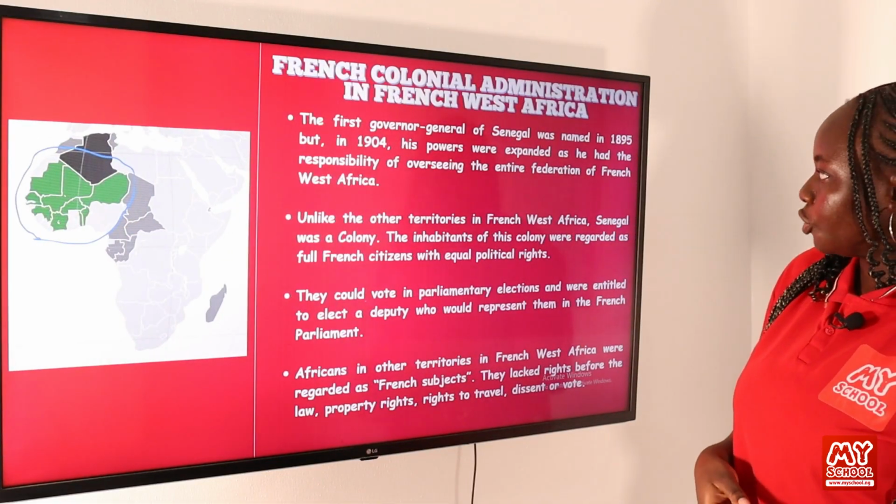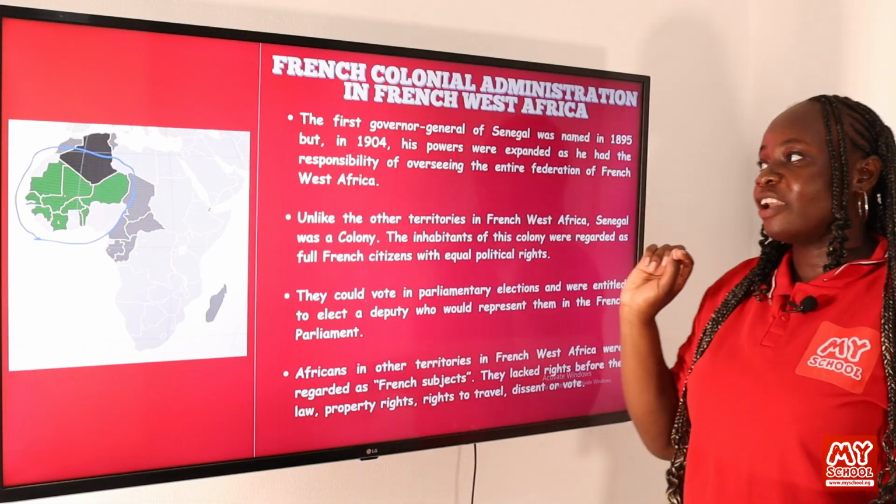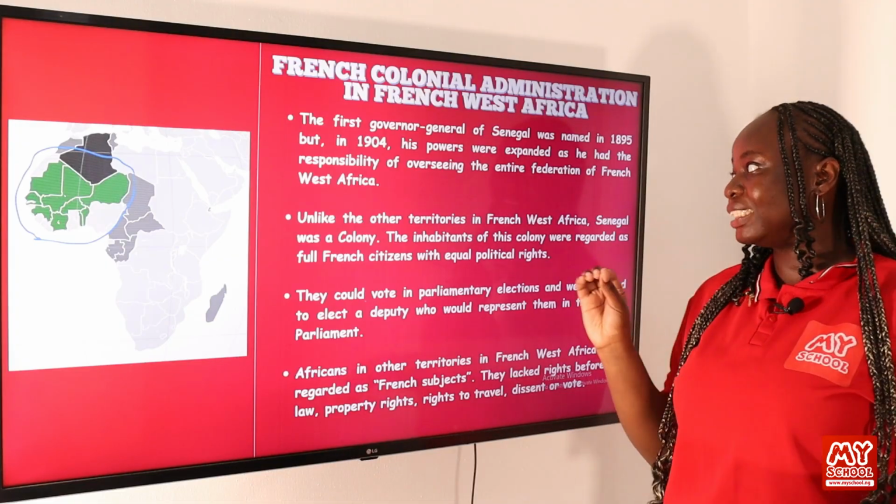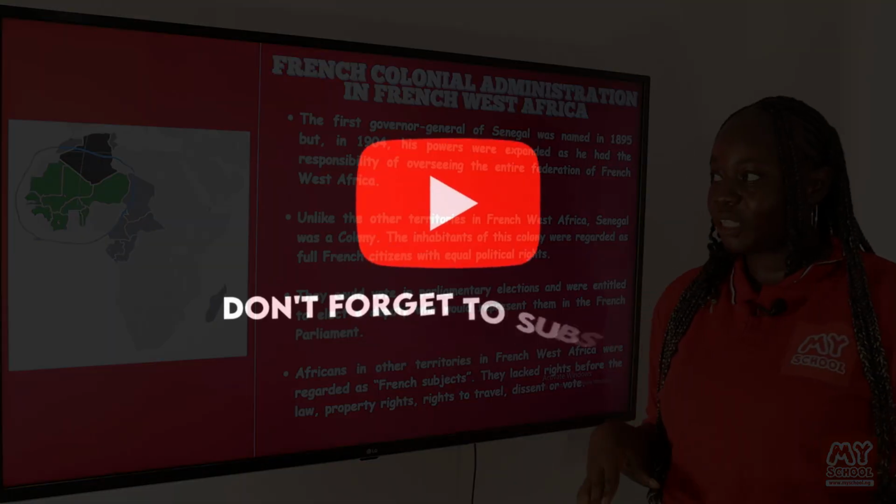All right, the first Governor General of Senegal was named in 1895, but in 1904, his powers were expanded as he had the responsibility of overseeing the entire Federation of French West Africa.